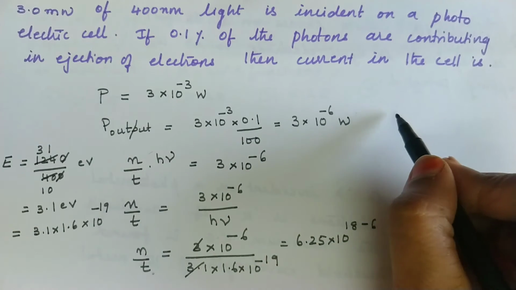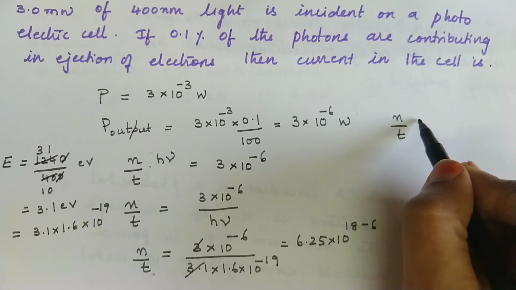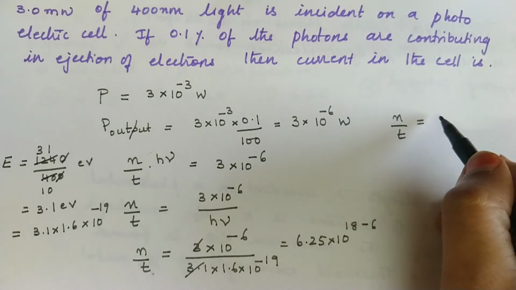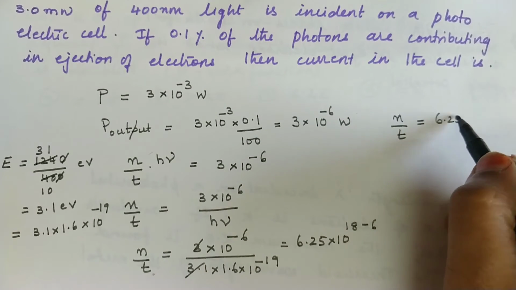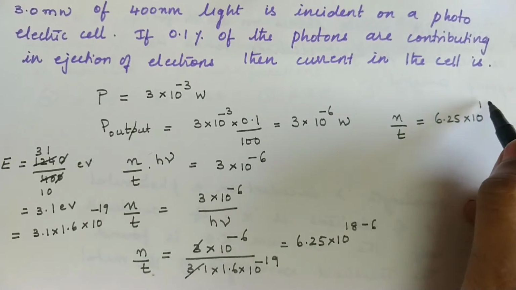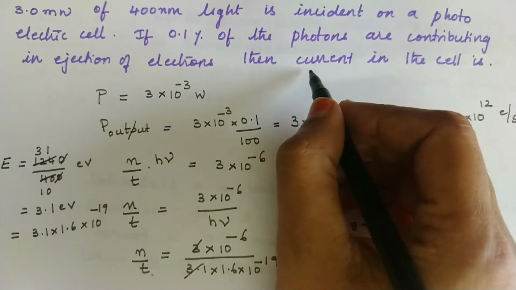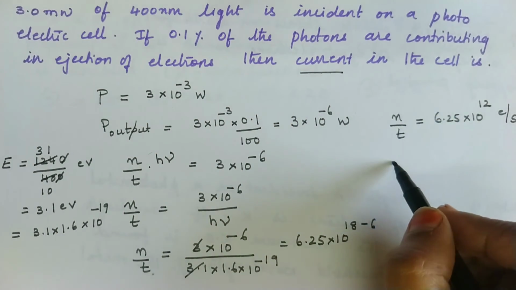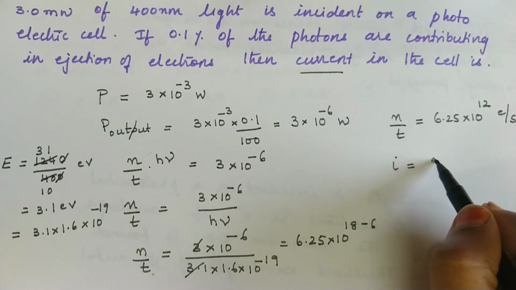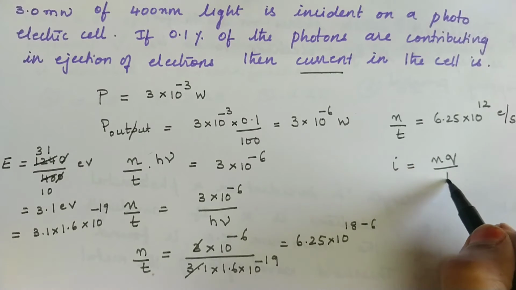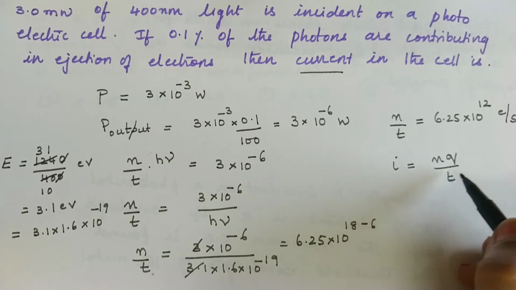So how many photons are released per second? I mean how many electrons are released per second? It is 6.25 into 10 to the power 12 electrons per second. But the question is to calculate the current. Okay, how do we write the current? N into Q by T. Total charge by total time.